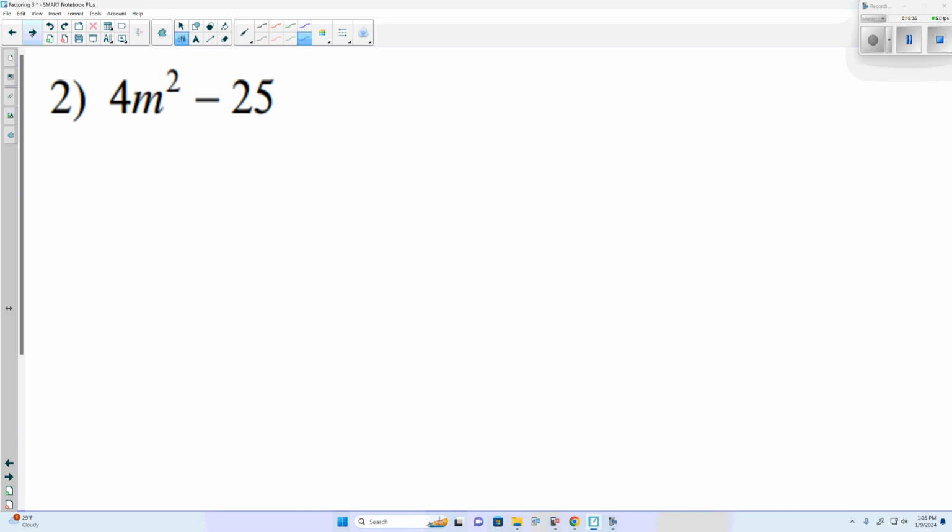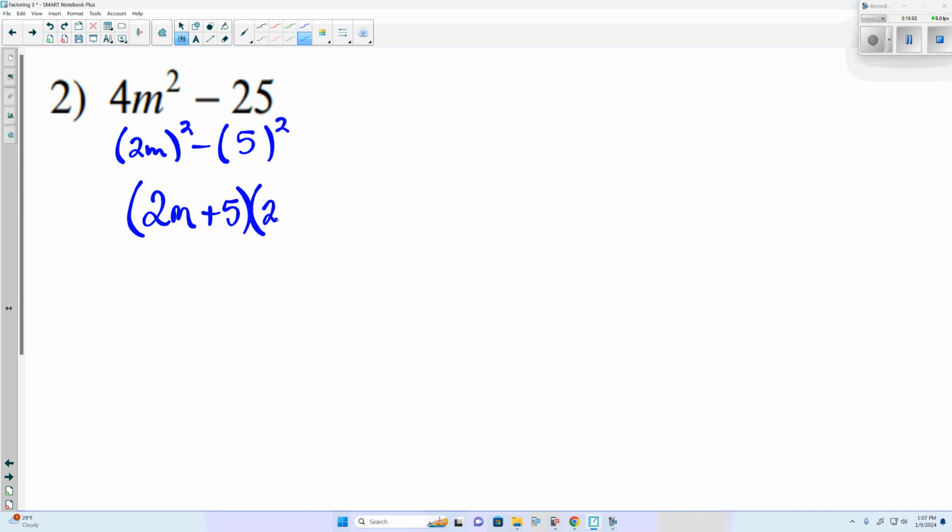4m squared minus 25. What times itself is 4m squared? It would be 2m. And 25 would be 5. So this would factor into 2m plus 5 times 2m minus 5.